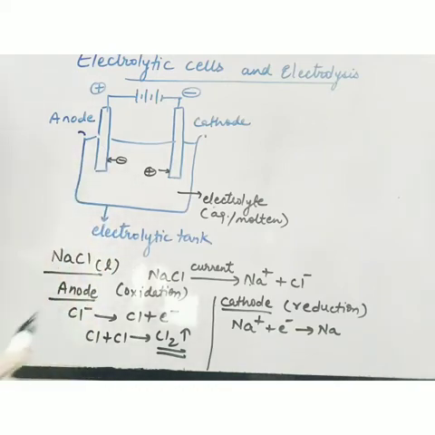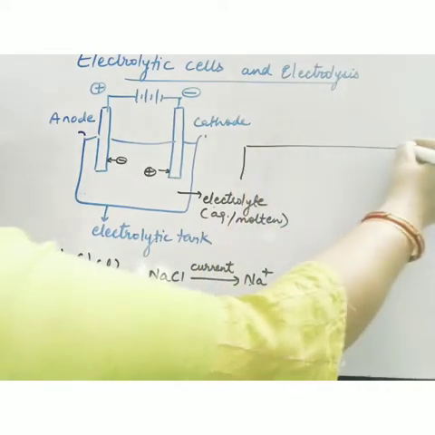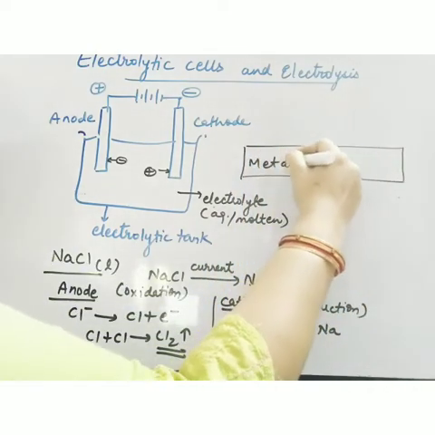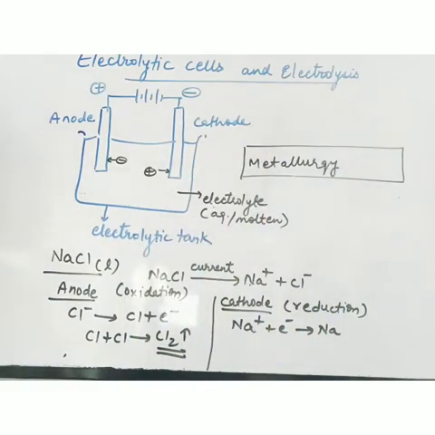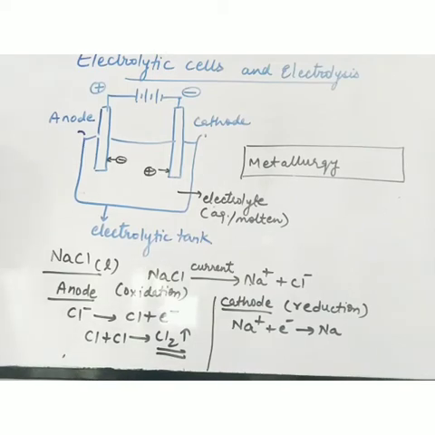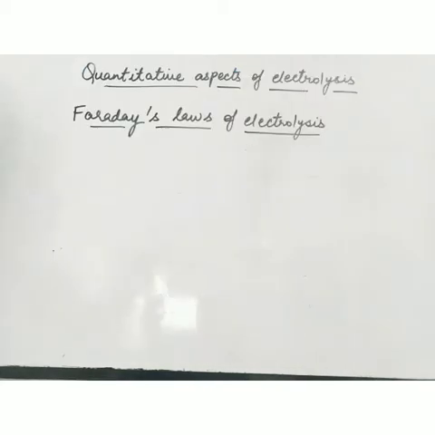This electrolysis finds wide application in metallurgy. This is one of the important methods of metallurgy. We use electrolysis for refining of metals. So electrolysis or electrolytic cells are basically used in metallurgical processes, that is, for the extraction of metals from their ores. The main purpose of electrolysis is to produce new chemicals. For example, when we pass current through sodium chloride, we get two new chemicals, that is sodium metal and chlorine gas.